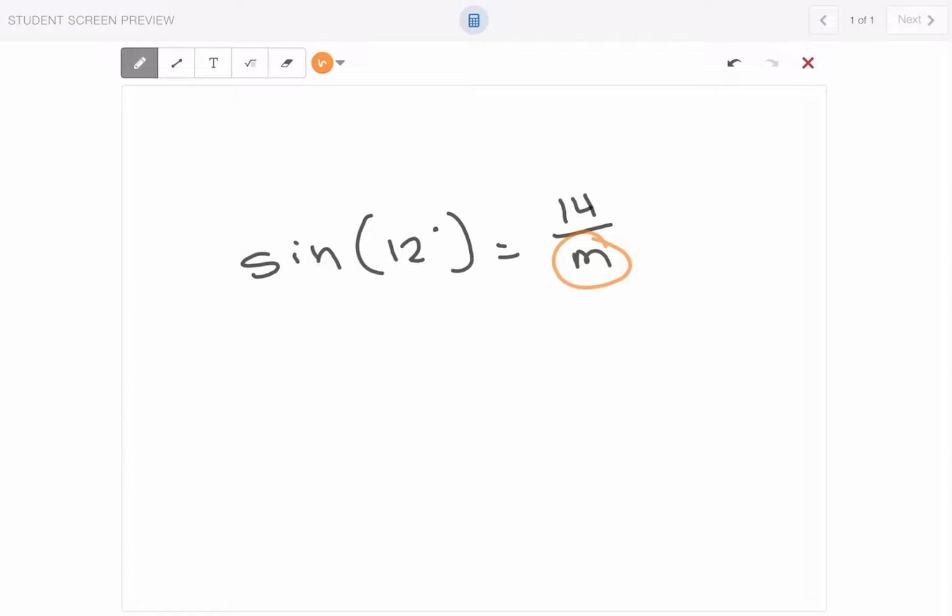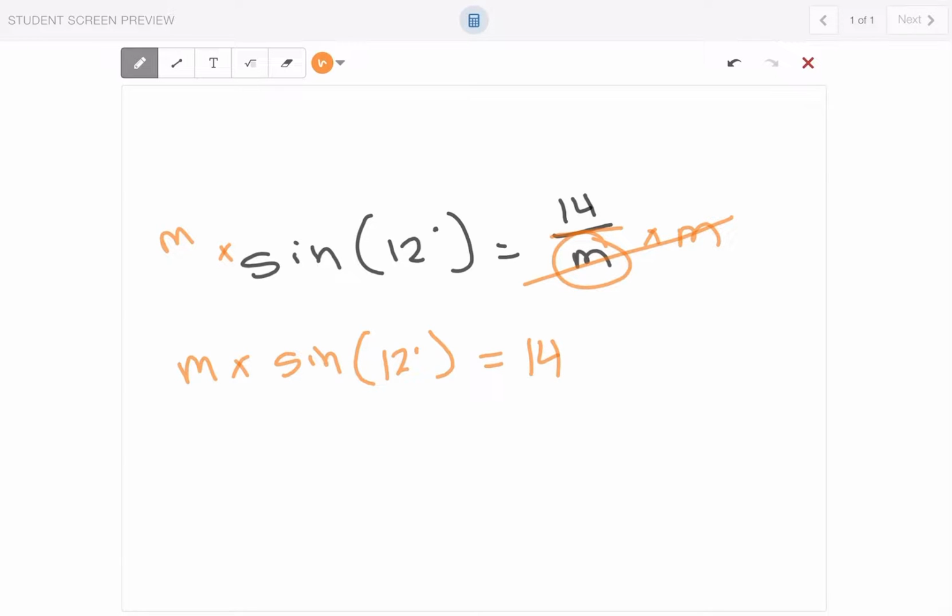Again, remember that the key is for us to get the variable all by itself. So right now, 14 is being divided by m. So what we're going to do is get m out from underneath 14 by doing its opposite operation, right? Instead of dividing by m, we're going to multiply by m on both sides, okay? That makes these variables cancel each other out, and what you're left with is m times the sine of 12 degrees is equal to 14.